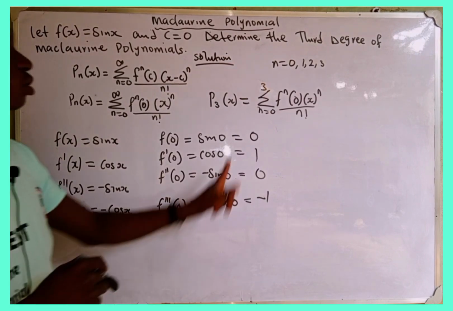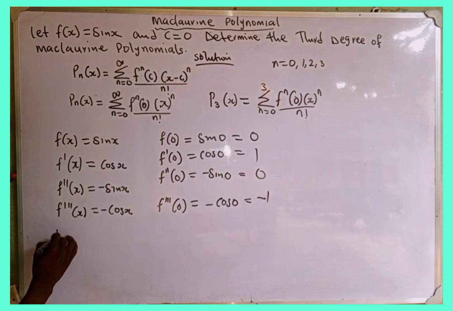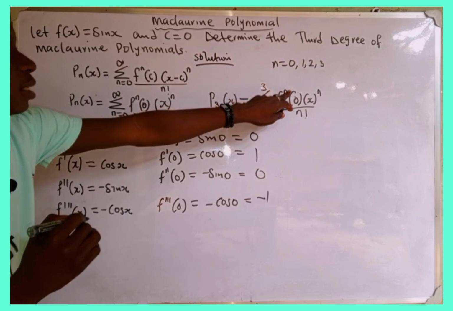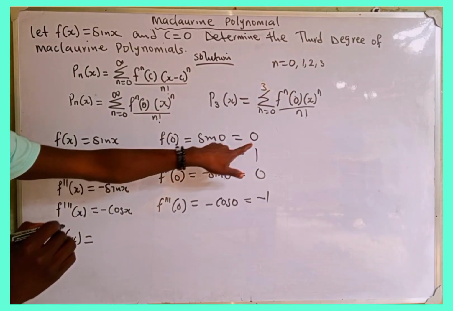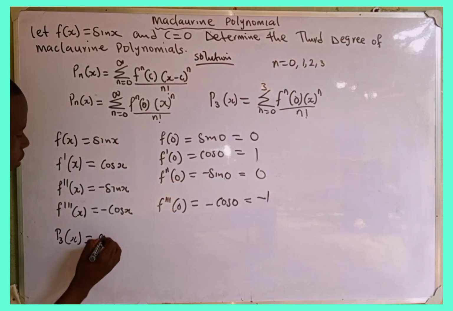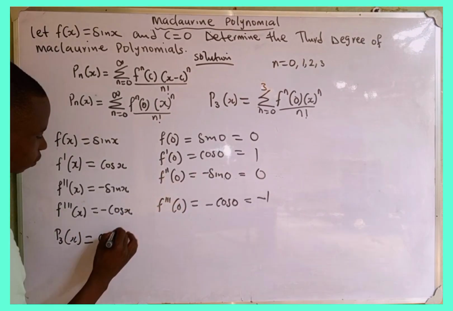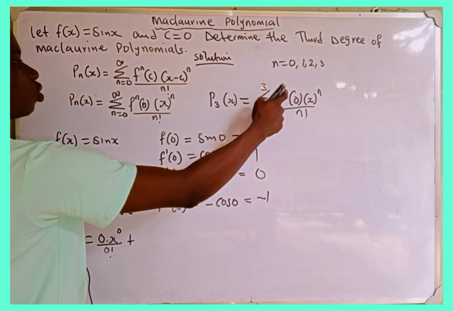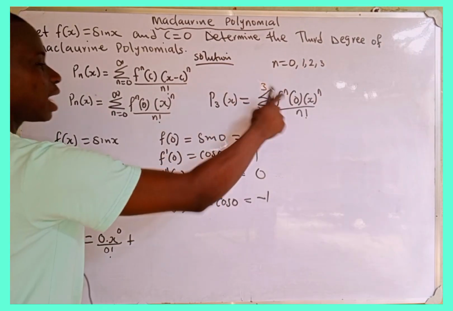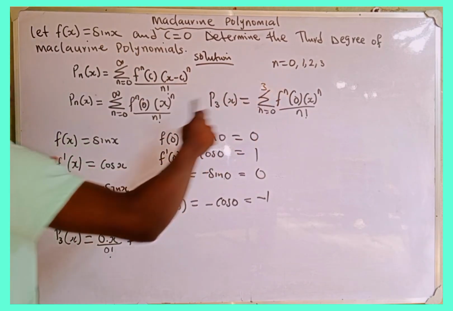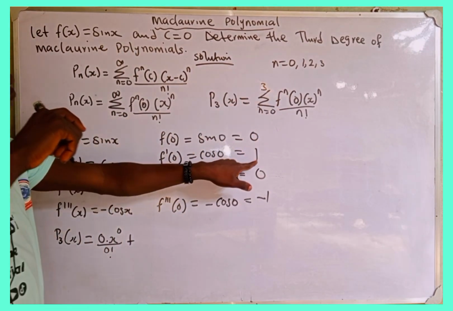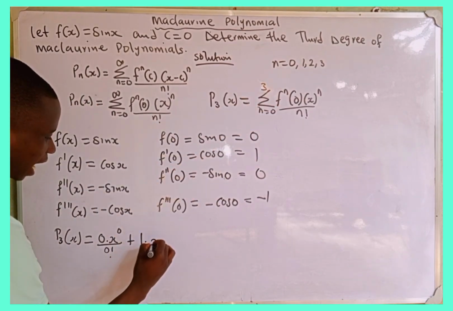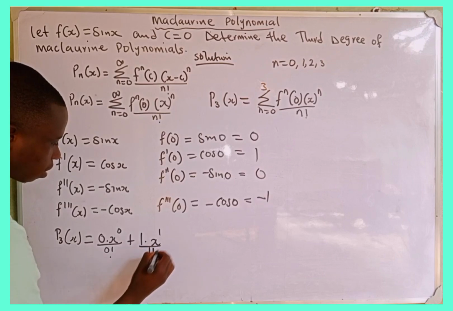So the next thing we're going to do is to substitute into this formula. P subscript 3 of x is equal to, at n equal to 0, we have 0, then multiplied by x to the power of 0 all over 0 factorial. Then plus, at n equal to 1, that's the first derivative, we have positive 1. So we are going to substitute 1 here: 1 multiplied by x raised to the power of 1 all over 1 factorial.